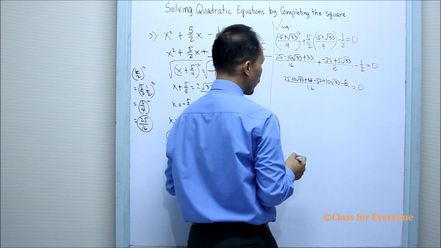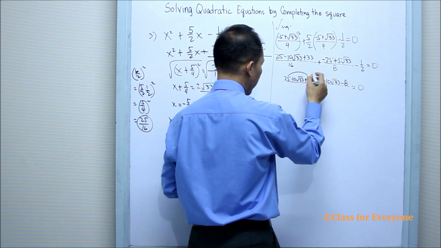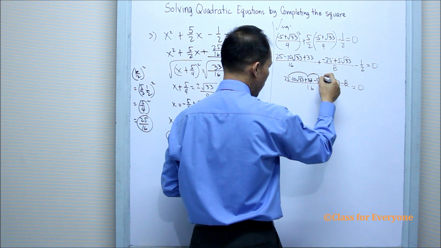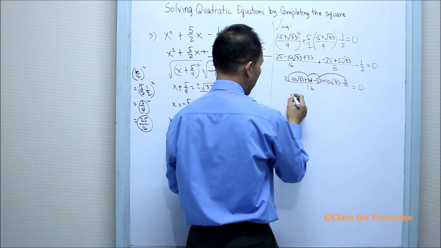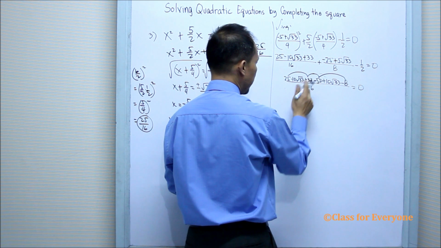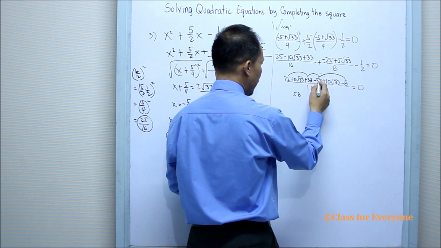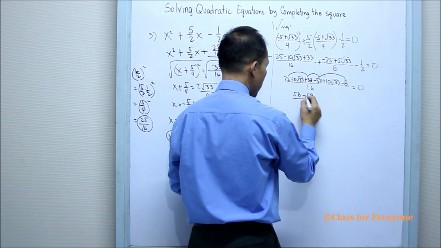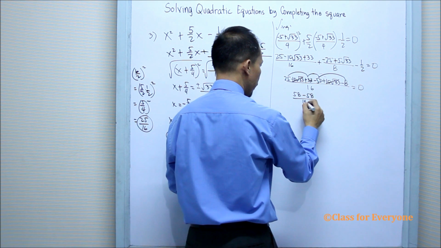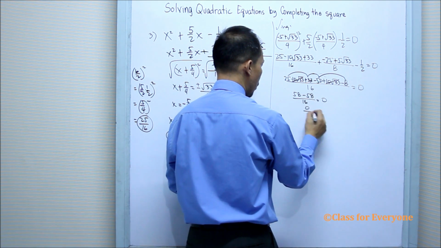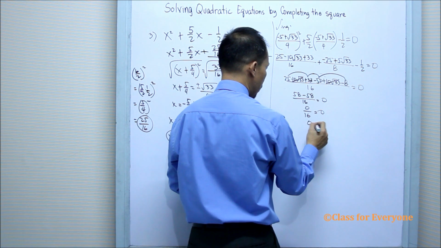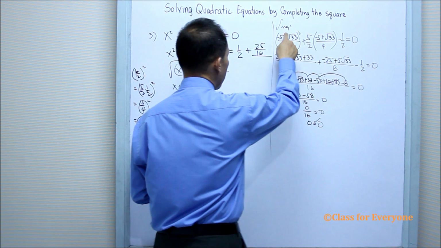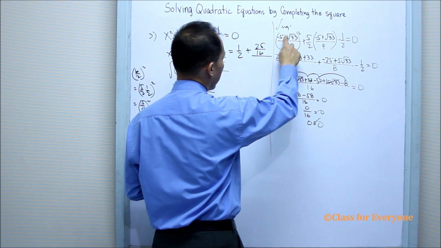Combine all the constants. 25 plus 33 is 58. Negative 50 and negative 8 is negative 58 over 16. The square root terms will be 0, they're opposite. 58 minus 58 is 0, over 16 equals 0. Therefore, 0 equals 0.